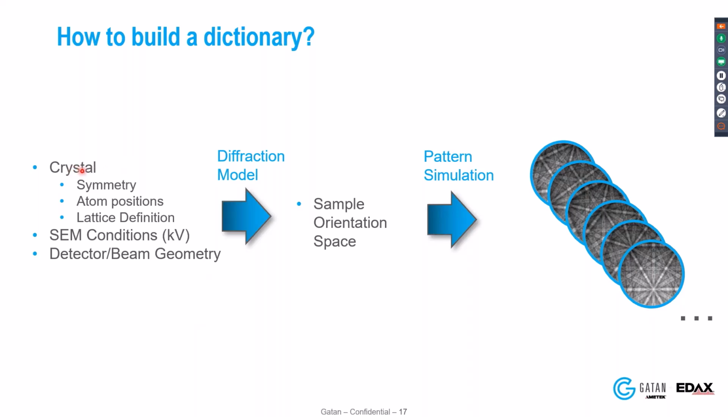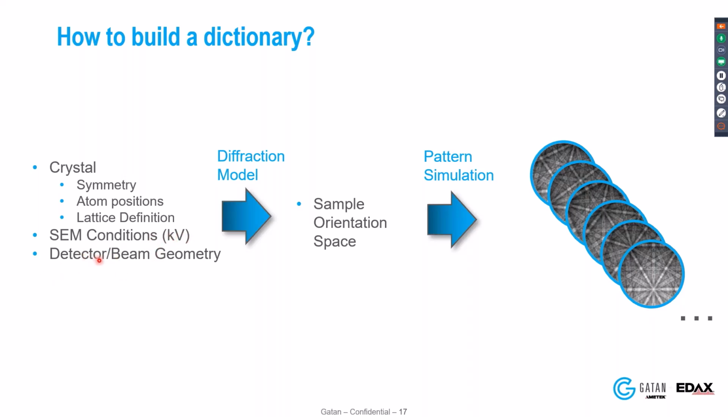And when we talk about the crystals, we want to know the crystal symmetry. We want to know the atom positions within the unit cell. We want to know the lattice parameters. That kind of defines the information we need. Then we want to know the analytical conditions. What's the acceleration voltage, the beam energy we're using?